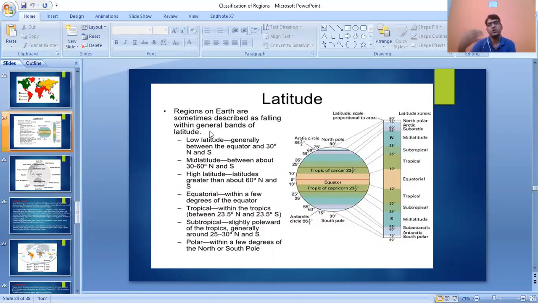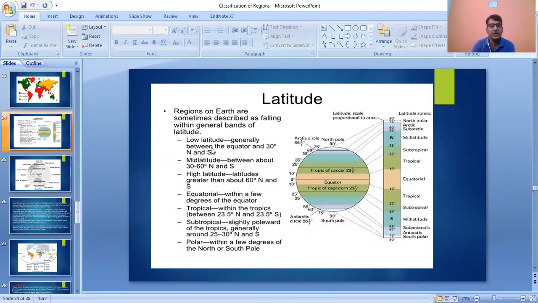So as I told you, we had a different classification of the region on the basis of climate, physiography, political systems, or say industry or administration, whatever. But here we will reclassify the region on the basis of their latitude. So either you can go by their names, or you can take it on the basis of their height, I'll say.